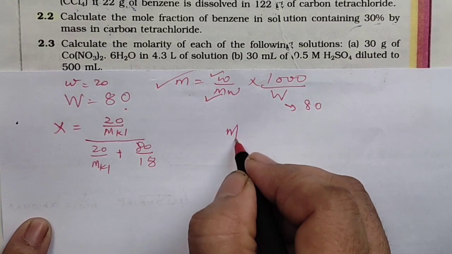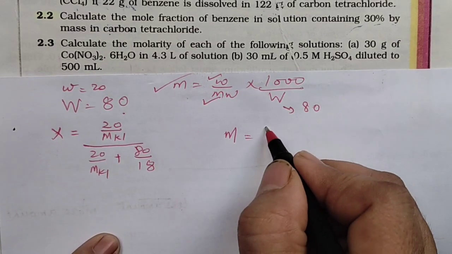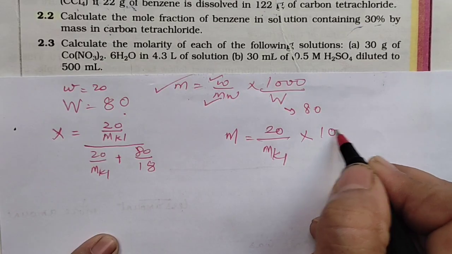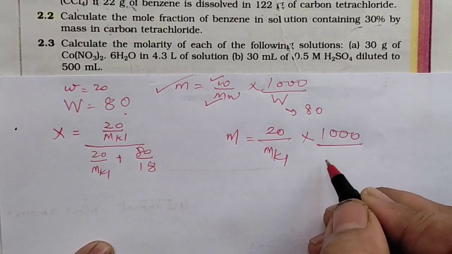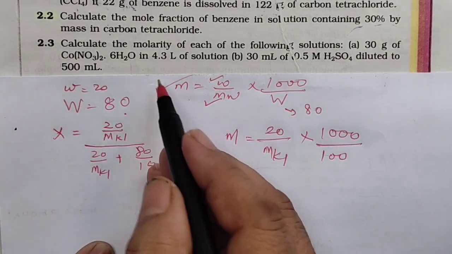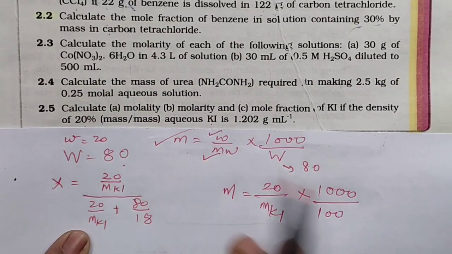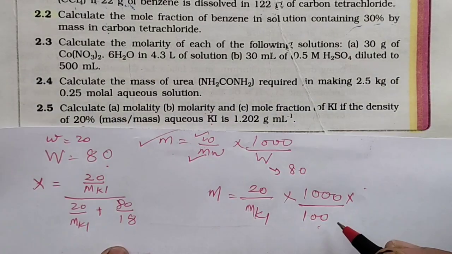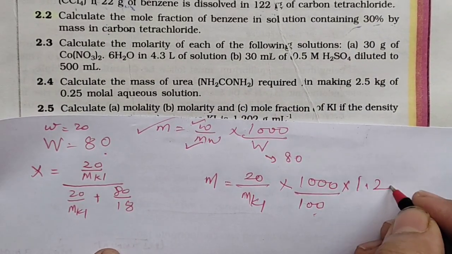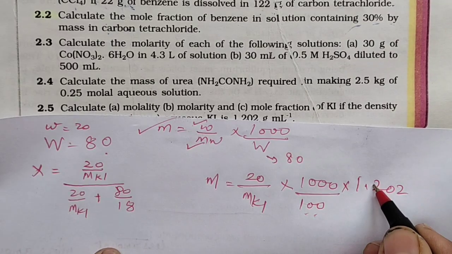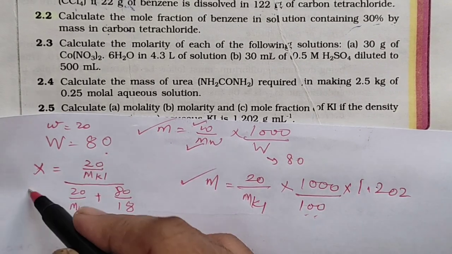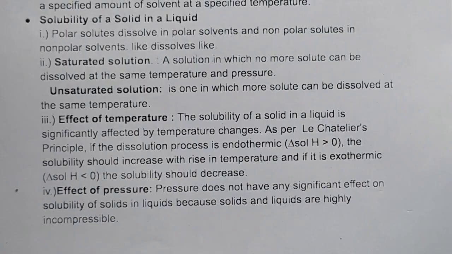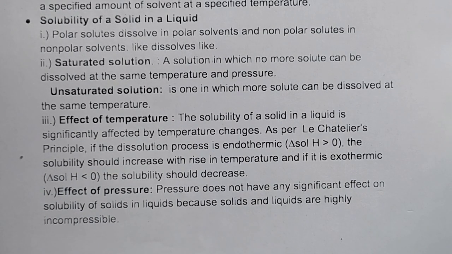The third part is molarity. Molarity is given weight by molecular weight, so 20 divided by the molar weight of KI into 1000 divided by volume in ml. The mass of the solution is 100 because 20% was given. So mass of solution is 100. Divide mass by density. Density is given as 1.202. So mass by density means you have calculated volume. So all three can be calculated. This was a slightly different question, so I discussed it. Others are simple, where you have to directly put in the formulas, right?